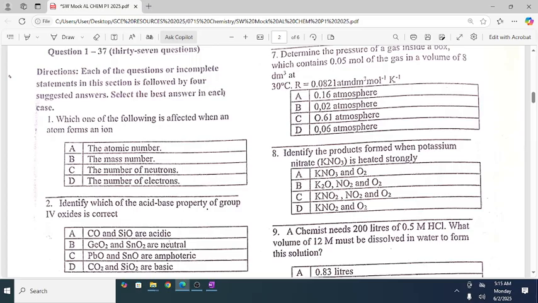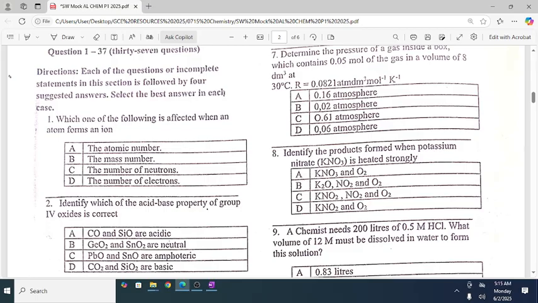Which of the following is affected when an atom forms an ion? So I think basically here we just have to note the definition of what an ion is. An ion could be positively charged or negatively charged, okay? An ion is formed when an element loses electrons or gains electrons. Not necessarily an element, maybe a compound, all right? Because I think in Form 1 we did something like radicals. So an ion is formed when an element or a compound loses electrons or gains electrons.